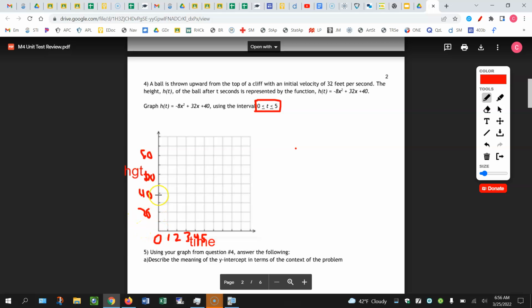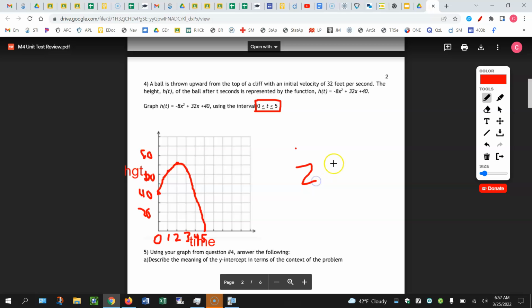Okay, so at 0, the height was 40. At 1, the height was 64. So about there. At 2, the height was 72. At 3, it was 64. At 4, it was 40. And at 5, it was 0. So then we're just going to graph this parabola, a nice smooth curve through those points. Okay. So that's our graph.